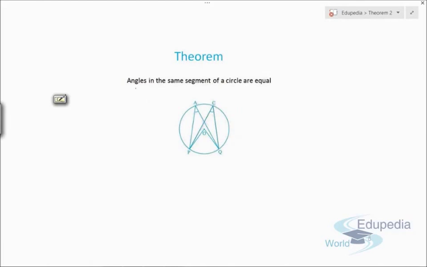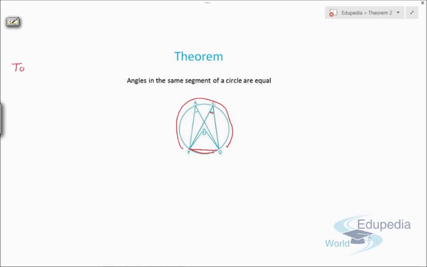Now, theorem number 2 says that angles in the same segment of a circle are equal. So we need to prove that. Let's say if this is a line PQ, or chord PQ, and this is an arc, and they subtend equal angles in the same segment. So this is a segment. Let's say line PQ subtends an angle PCQ in this segment, then this angle should be equal to angle PAQ in the same segment. So let's see how we can prove this now.